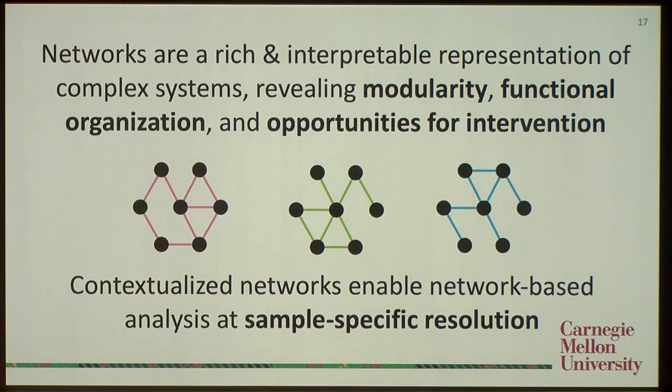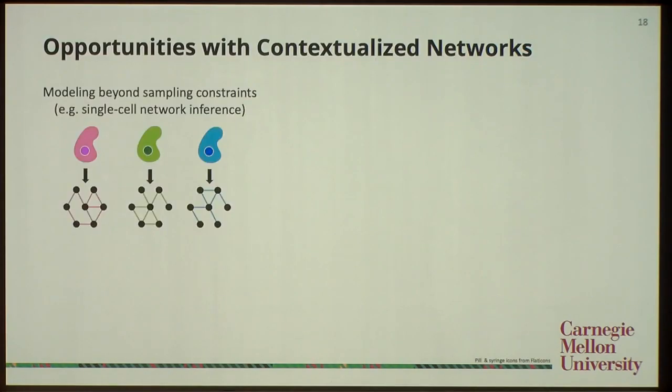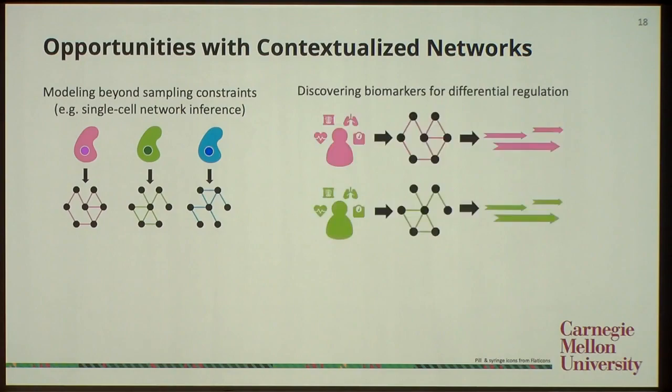Some things we're excited about with this approach are, first, modeling beyond sampling constraints. So inferring transcriptional networks that represent the state of individual cells. With the recently published SNARE-seq data set, we have paired ATAC-seq and RNA-seq data. And so we can use this ATAC-seq data as a context to infer the gene regulatory networks for single cells.